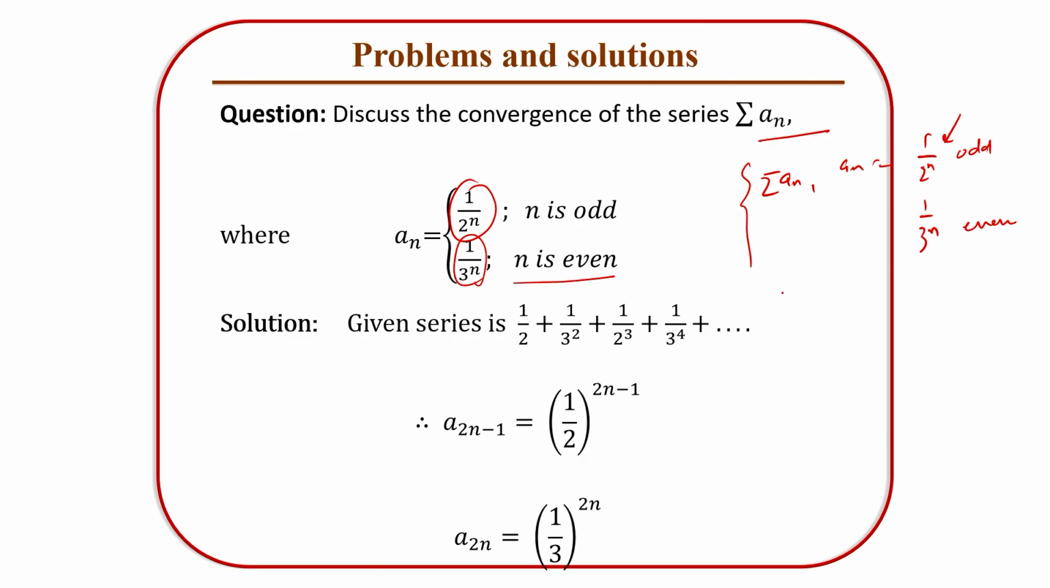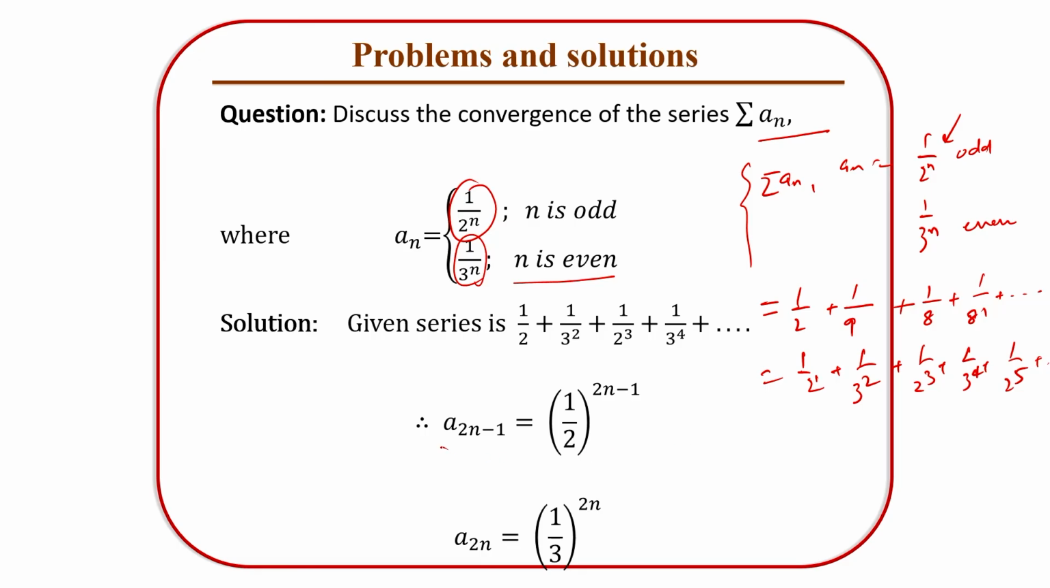Expanding the series, this series can be written as the odd one, that means 1 by 2 to the power 1, equal to 1 by 2, and the even one, that is 1 by 3 square, equal to 1 by 9, and then 1 by 2 cube, equal to 1 by 8, plus 1 by 9 into 9, equal to 1 by 81, and so on. This can be written as 1 by 2 to the power 1 plus 1 by 3 square plus 1 by 2 cube plus 1 by 3 to the power 4 plus 1 by 2 to the power 5, and so on, right? That is the idea. So can we find some odd and even terms?